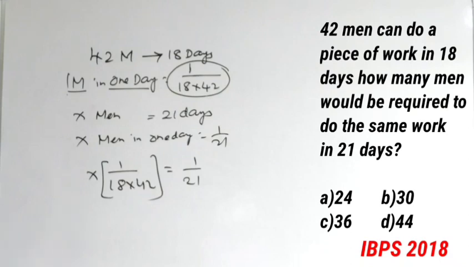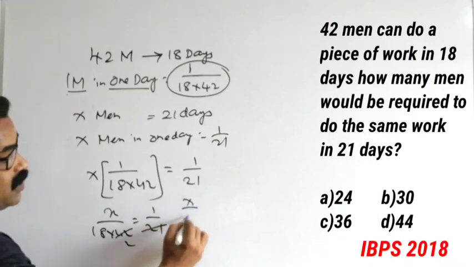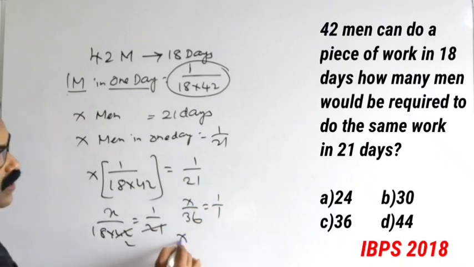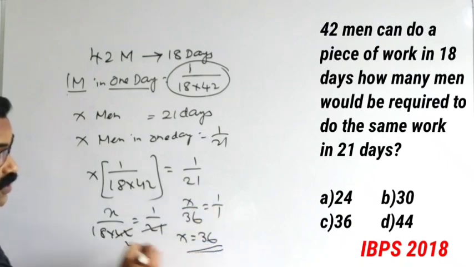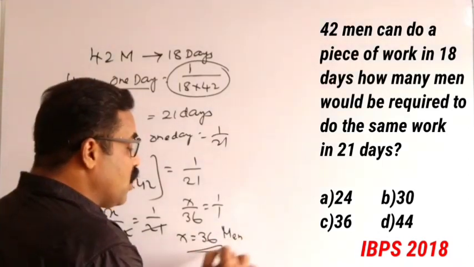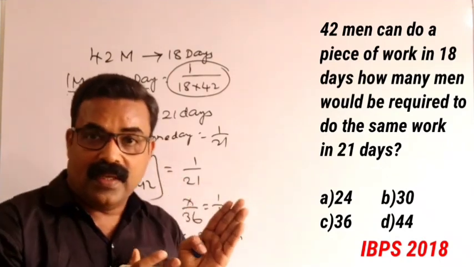So when you cross multiply this, you can see X by 18 into 42 is equal to 1 by 21. You can cut this 21 with the 42 two times. 18 into 2 is 36. That is X by 36 is equal to 1 by 1. When you cross multiply, we get X is equal to 36. So 36 is the correct answer. So 36 men are required to complete the same work in 21 days.